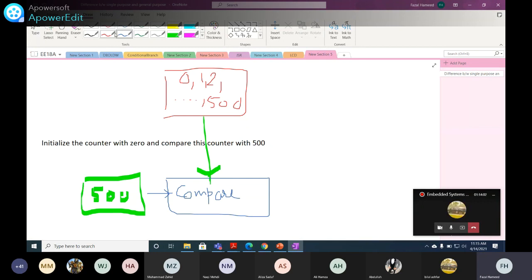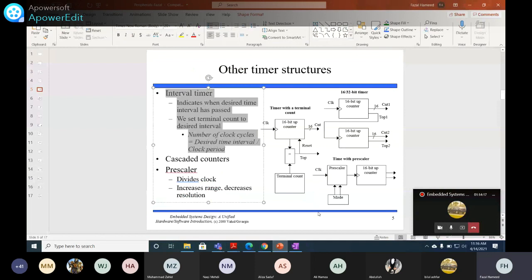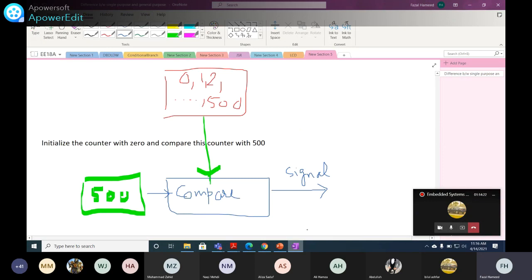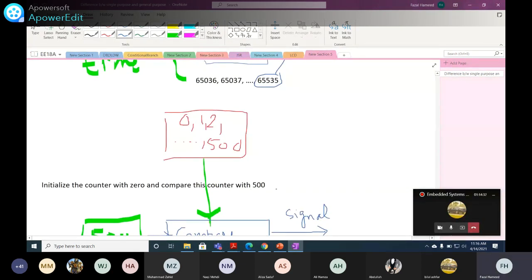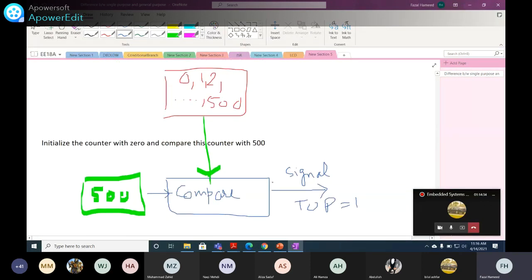When both are equal, what does it imply? Top is 1. So it will generate a signal. Okay, the delay has elapsed. Did you understand, beta? Is it clear here or not? Look, that is your terminal count, and in this case the delay is generated. In this case, initialize the counter with 0 and compare this counter with 500. Did you understand, beta, the interval counter? So there are two methods.